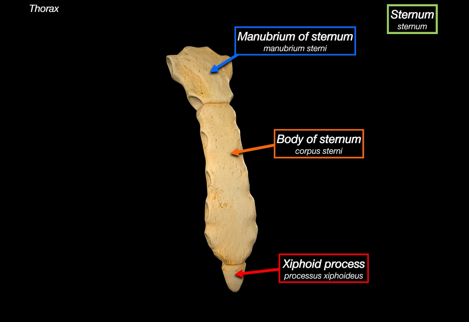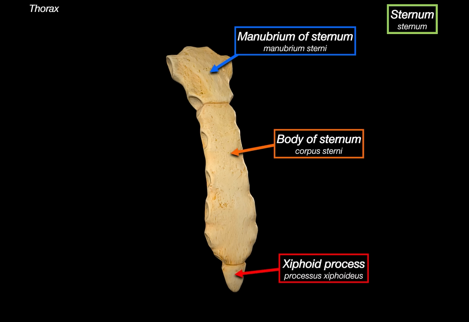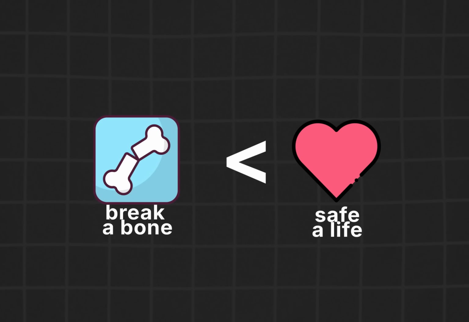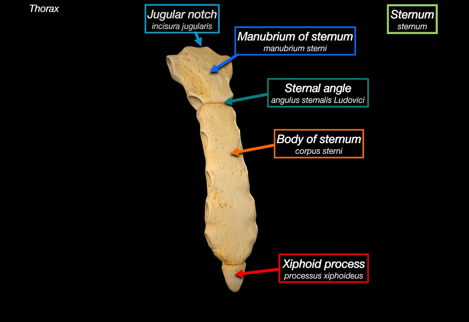And it also serves as an attachment site for the diaphragm, rectus abdominis, and the transversus thoracis. Interesting thing with the xiphoid is that if you ever need to do CPR on someone, if you place your hand too low on the sternum, you can actually fracture this part, risking injury to underlying organs like the liver. But you would rather break a bone and save the life. Between the body and manubrium, we can see the sternal angle. At the superior border of the manubrium, we can see the jugular notch, which is a depression that can often be palpable at the base of the neck.